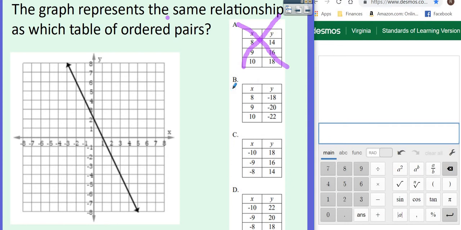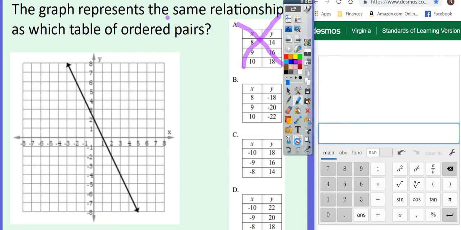All right, B comes with 8, negative 18. So let's see. 8, negative 18. Who knows? We're going to have to check some others. 9, negative 20. 10, negative 22. You know what I'm noticing about these? I'm going to go ahead and back up a little bit and redo this. I'm noticing that these coordinates are crazy large, which means they're way, way off your graph.